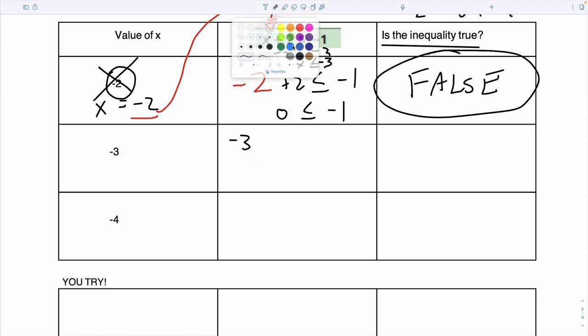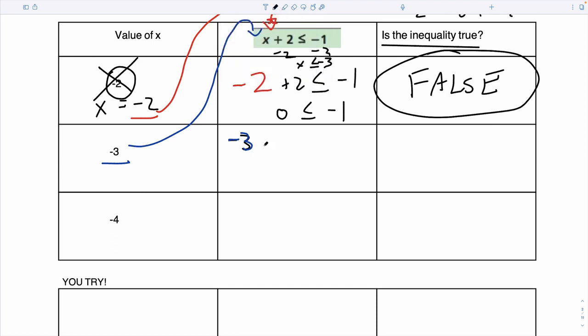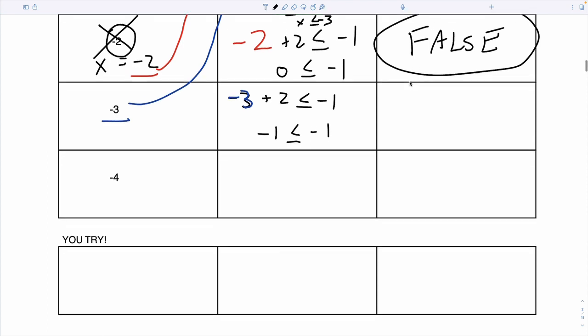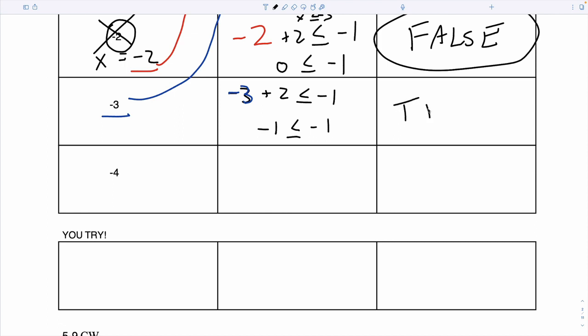X is negative 3 this time, so they give you a value. Let's replace it with a negative 3. Negative 3 plus 2 should be less than or equal to negative 1. Is that true or false? Thumb up if you think it's true, thumb down if it's false. Is negative 1 less than or equal to negative 1? It's equal to it, so this is true. Because it could be both less than or equal to, this is a true statement.